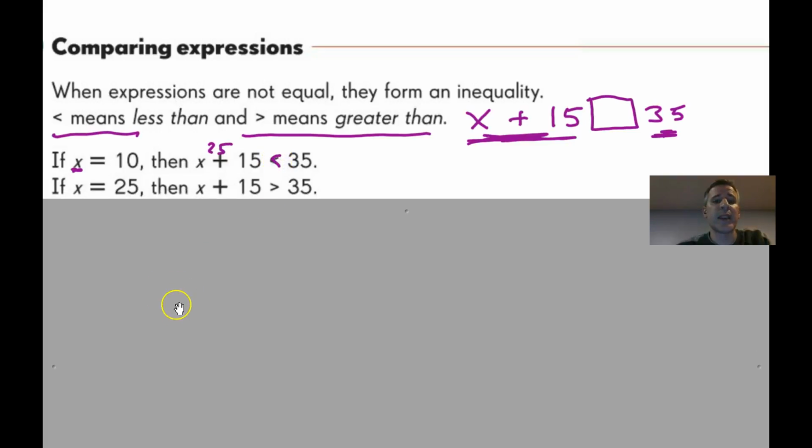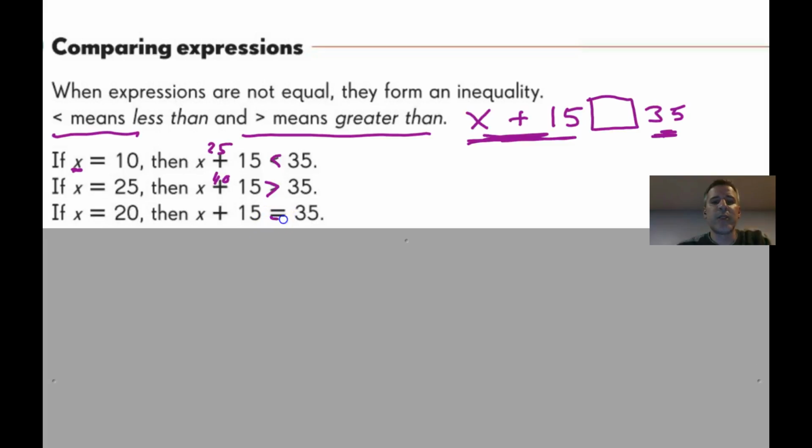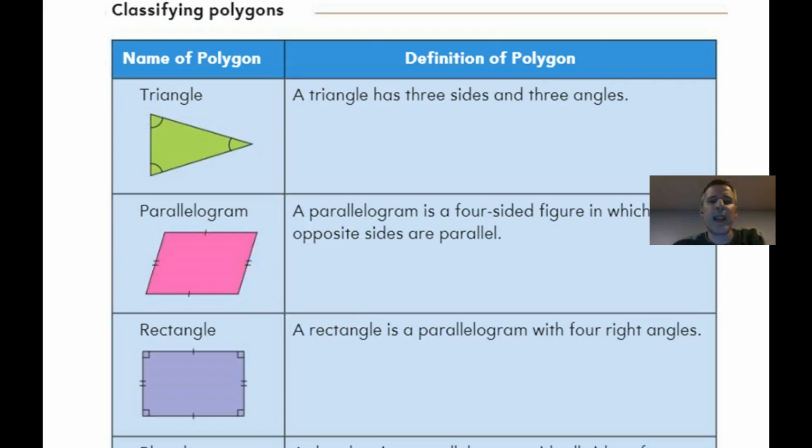This one here, if x is 25, 25 plus 15, that's going to give me 40. So that's where you see the greater than, because this side is now worth 40. And like I said earlier, you can use an equal sign to say the two sides are equal, because if x is 20, 20 plus 15 equals 35. So we're going to be comparing expressions, possibly using inequalities such as less than, greater than, and possibly even using equals.